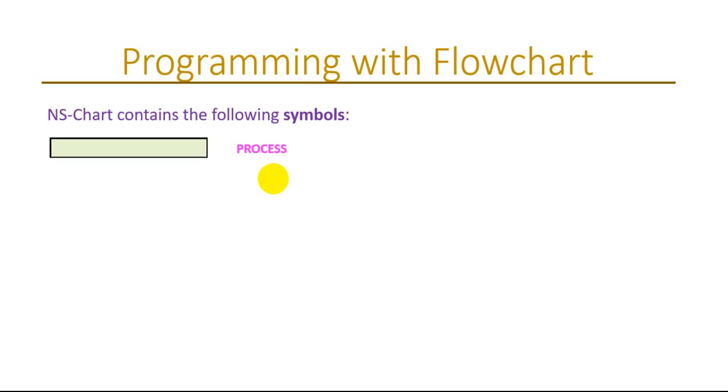This is one symbol called process, and this is the main symbol in this NS chart. This is the part that you will find most of the time. You will always be working with this. This is our main area, main programming. All the instructions are given through this process.